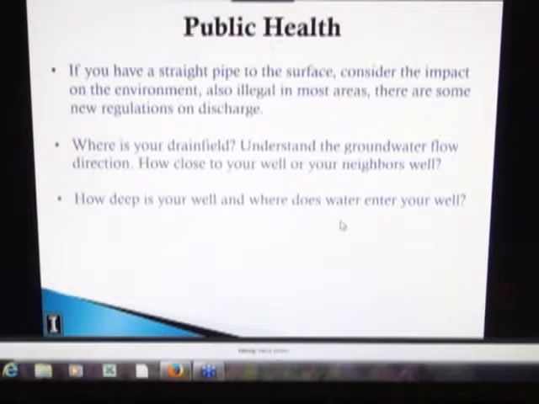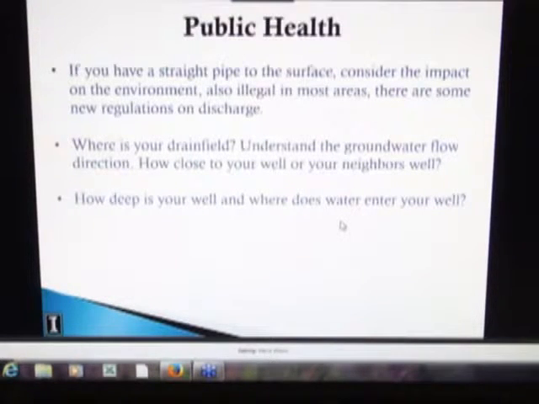So where is your drain field? Do you understand even where that's at and the groundwater flow direction? It should be far away from your well. It's better if they're on opposite sides of the house. Every state has its own regulations on how far those must be. And also understanding groundwater flow.